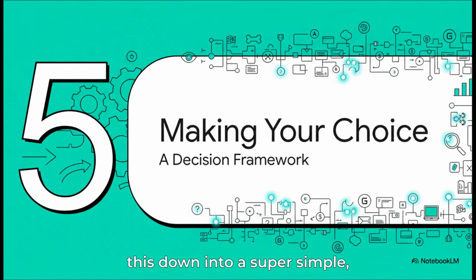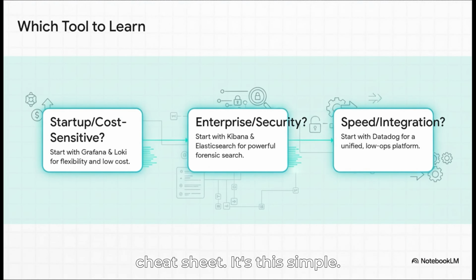Let's try and boil all of this down into a super simple, straight-to-the-point framework based on who you are and what your team needs the most. Here's the cheat sheet. It's this simple. Step 1. Are you a startup? Is cost your number one concern? Start with Grafana and Loki. That low cost of ownership is just too good to ignore, especially if you're on Kubernetes.